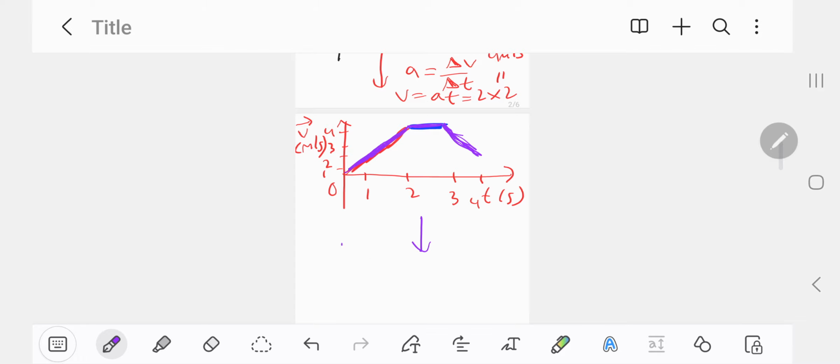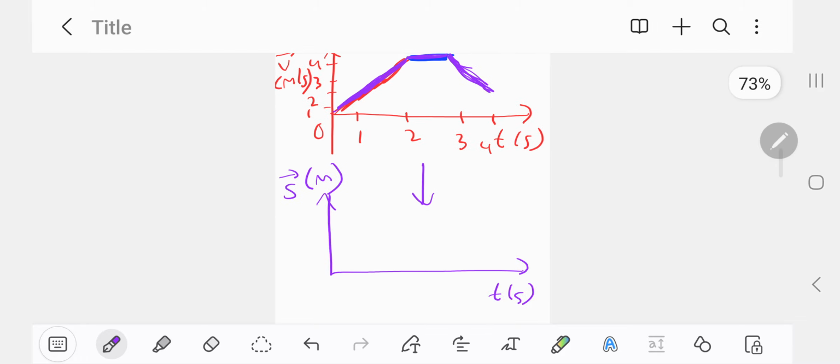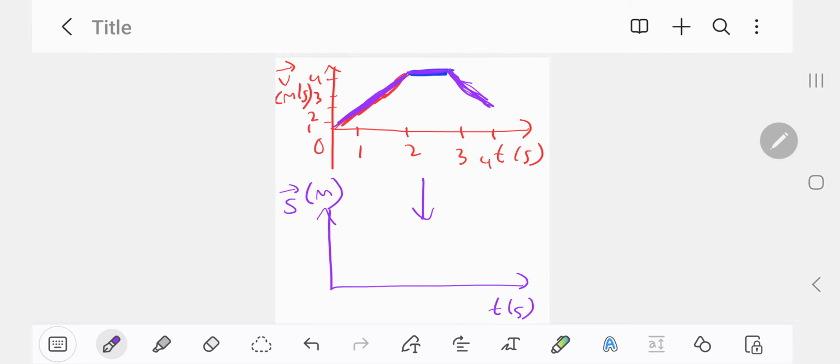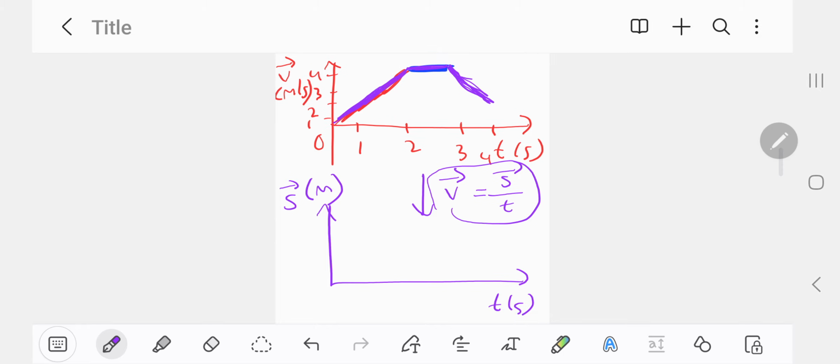So let's now go to displacement time. Displacement in meters, right? Okay. How are displacement and velocity related? Well, velocity, or speed, is displacement divided by time. In other words, displacement is velocity times time. So it's the area under this graph here. If you look here, break it up into sections, remember? There's a triangle there, a rectangle there, and another triangle.